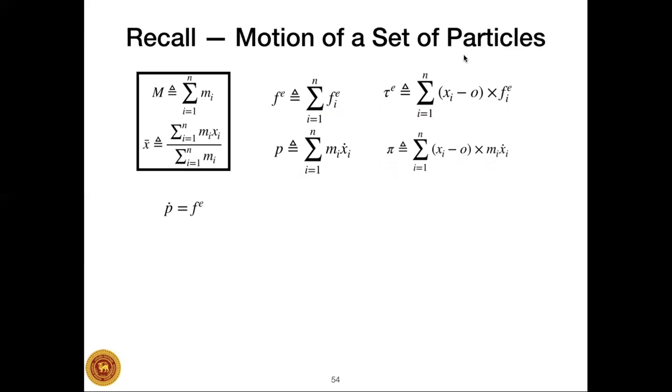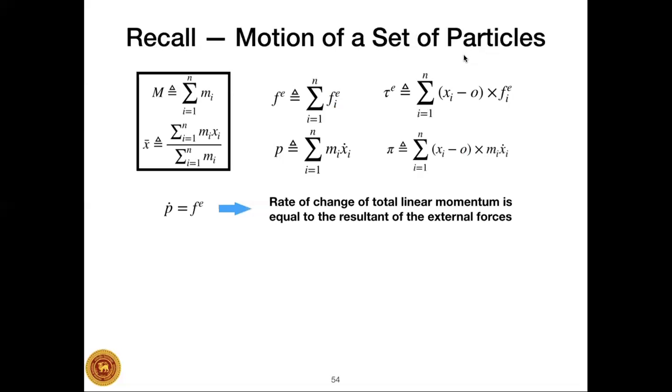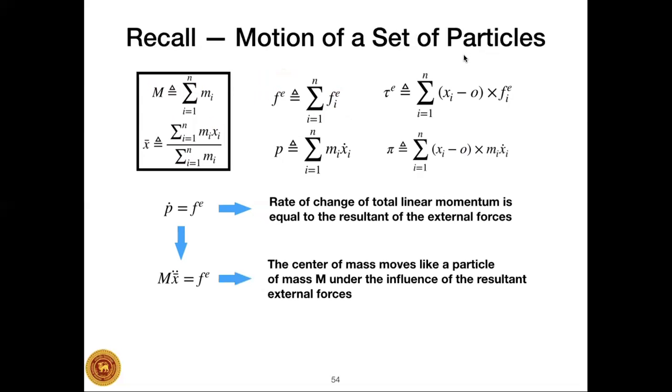So we saw that when you differentiate this, we get that the total momentum is equal to the total resultant of the external interactions, or the external forces acting on the particles. Then from this, we also saw that by substituting this expression over here, the total mass of the set of particles, capital M, times the acceleration of the center of mass is also equal to the resultant of the external forces acting on the particles. So we saw that also.